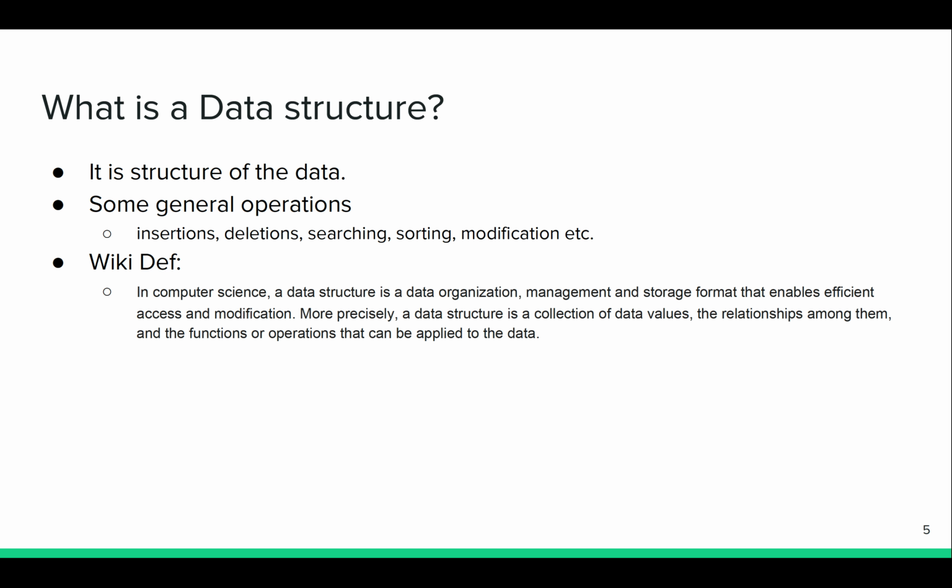This is a pure formal definition. In computer science, a data structure is a data organization, management and storage format that enables efficient access and modification. More precisely, a data structure is a collection of data values, the relationships among them, and the functions or operations that can be applied to the data. So basically, a data structure is nothing but how the data is being organized so that a user can efficiently access that particular data. This is all what we are going to see throughout this course.